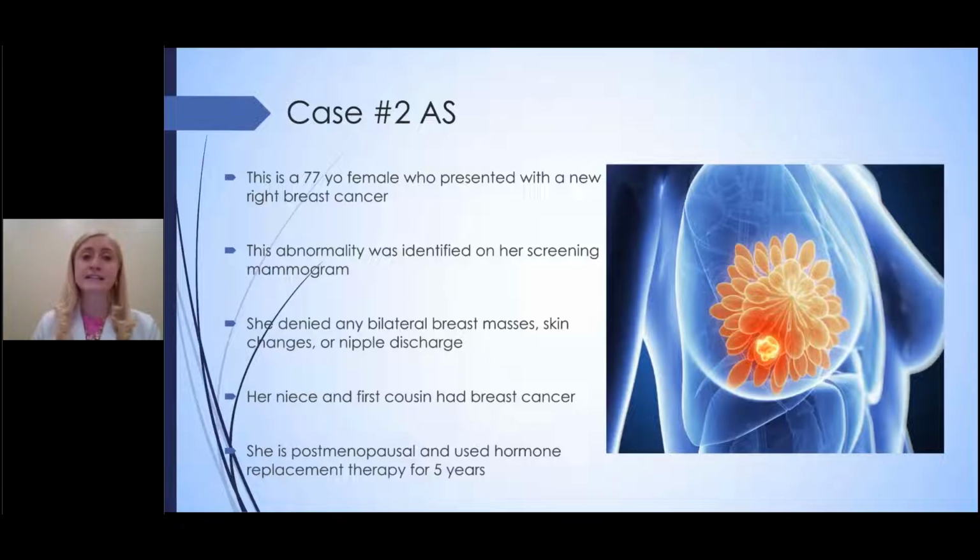Our next case is AS. This is a 77-year-old female. She presented with a new right breast cancer, again found on her screening mammogram. She had denied any changes with the breast, no breast masses, skin changes, nipple discharge. She had a niece and a first cousin with breast cancer. She was postmenopausal and had used hormone replacement therapy for 5 years.